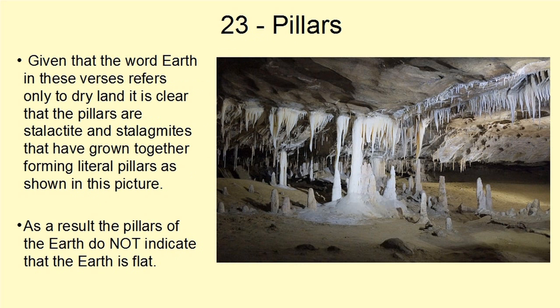Given that the word earth in these verses refers only to dry land, it is clear that the pillars are stalactites and stalagmites that have grown together, forming literal pillars, as shown in this picture. As a result, the pillars of the earth do not indicate that the earth is flat.